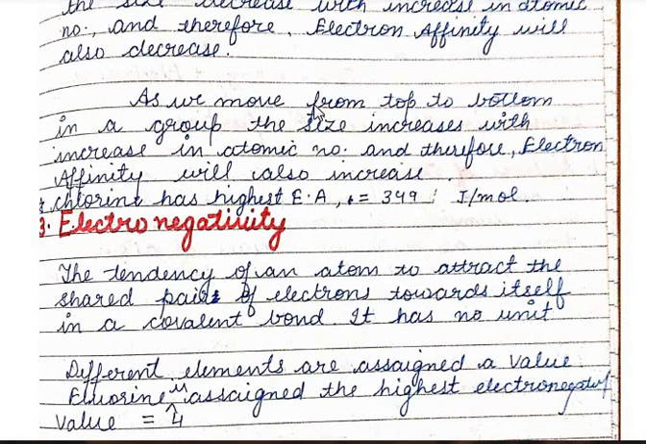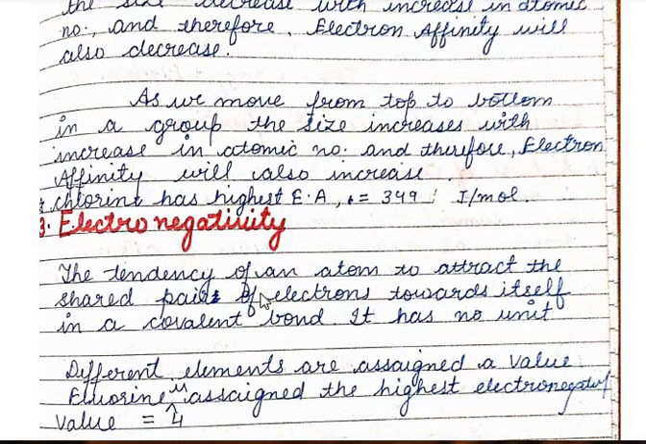Next point is electronegativity. The tendency of an atom to attract the shared pair of electrons towards itself in a covalent bond is known as electronegativity.